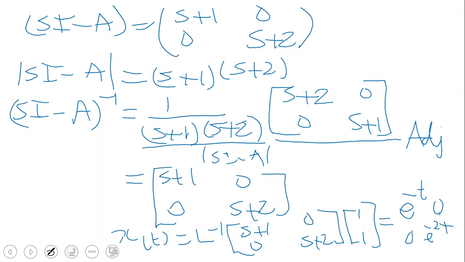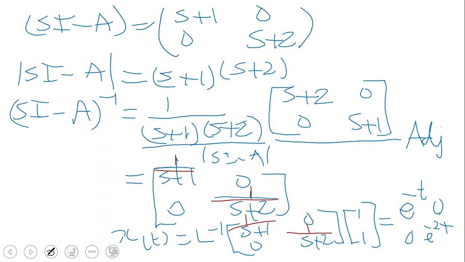I think we have made a mistake. Here it should be 1 by s plus 1, and this is 1 by s plus 2. That is, 1 by s plus 1 here, and here again 1 by s plus 2. So 1 by s plus 1, 1 by s plus 2. I think now it is correct.